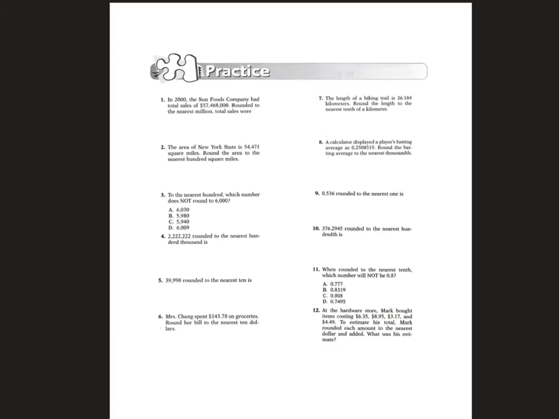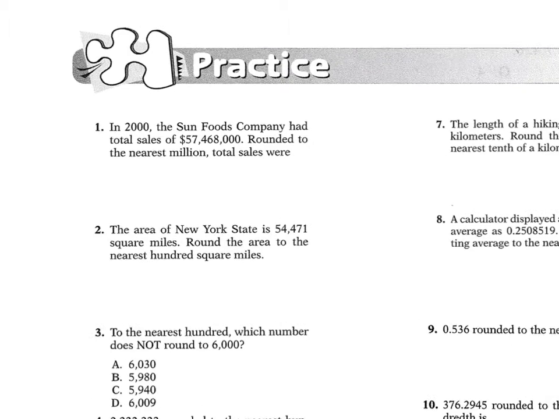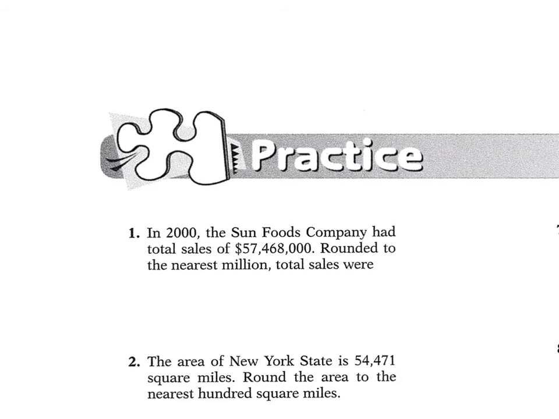For some practice problems. For number 1, we have that in 2000, the Sun Foods Company had a total sales of 57,468,000. Round to the nearest million. Total sales were what? So our millions place value is at 7. The 4 is less than 5, so it's just going to stay 57 million, and then everything to the right of it becomes zeros.